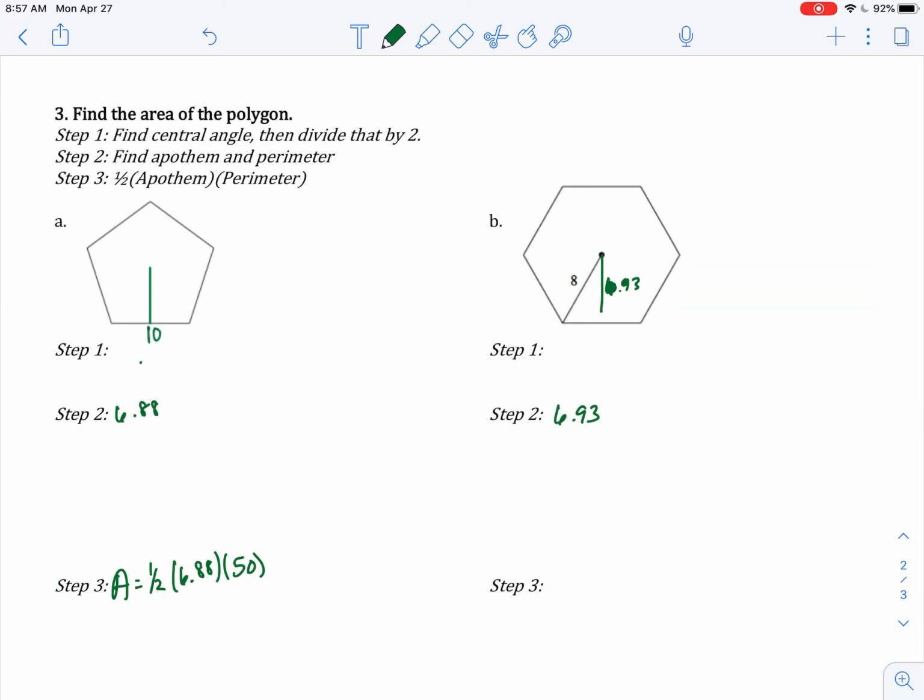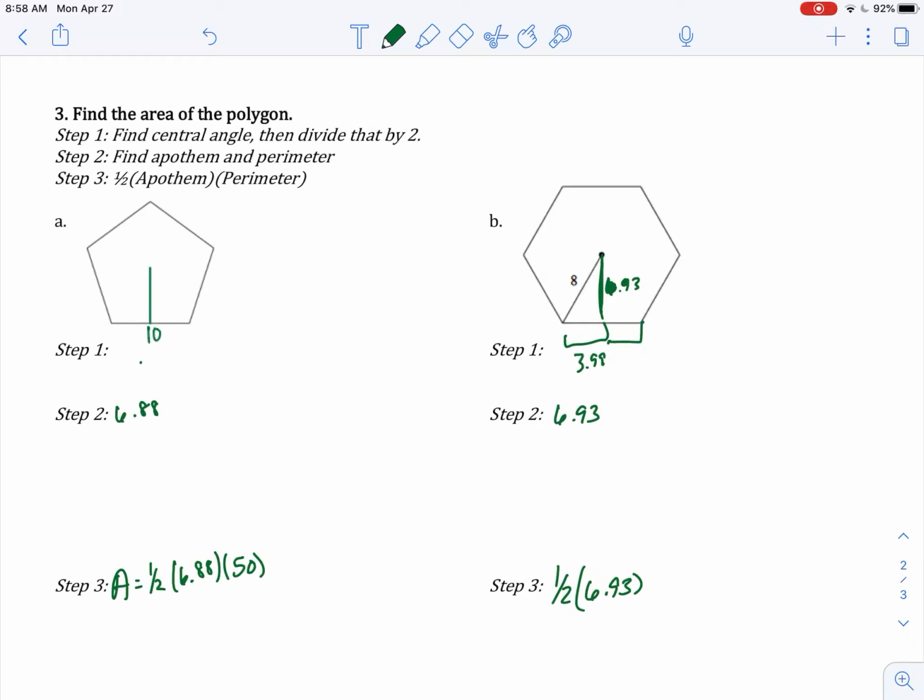Then we're going to find the area. So area is 1/2 apothem perimeter, and this is, okay, 1/2 apothem. And to find the perimeter, I need to find this side first.